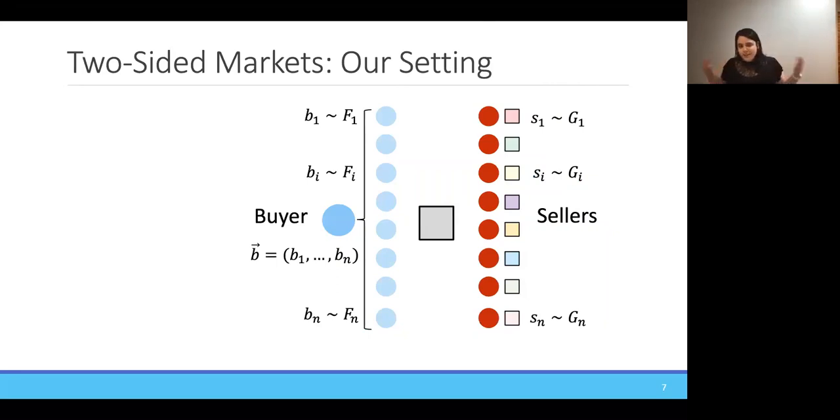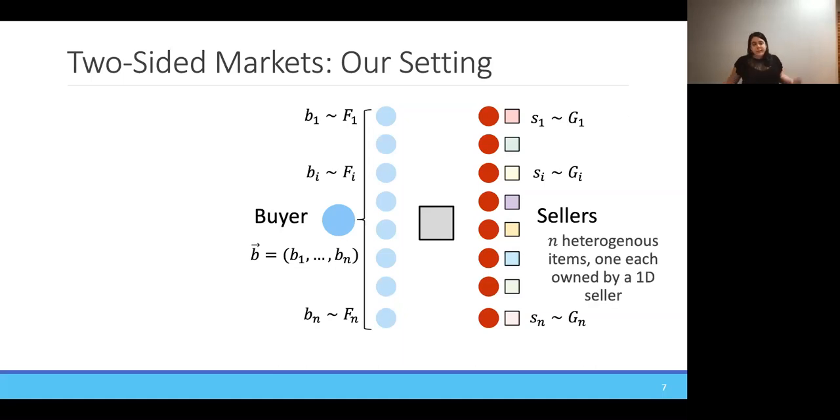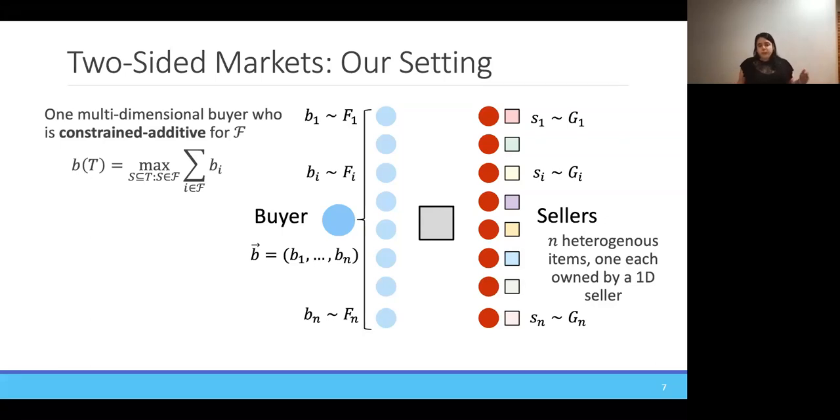So what is our setting that we study in our paper? We have a multi-dimensional buyer and heterogeneous items. So we have n different items, and each item is owned by a single dimensional seller. Every seller is endowed with one item, and they only care about their single item. They have a value for their single item, again drawn from a distribution that is known and independent. So we have different sorts of items. And then we have one multi-dimensional constrained additive buyer with some feasibility constraint F.